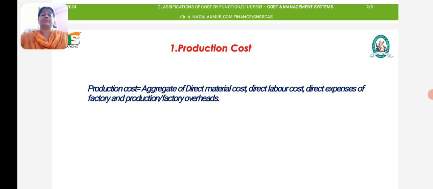First, we are going to see what is meant by production cost. Production cost is equal to the aggregate of direct material cost, direct labor cost, direct expenses of factory and production or factory overheads. So direct material, direct labor, direct expenses incurred in a factory and production overhead is said to be production cost.